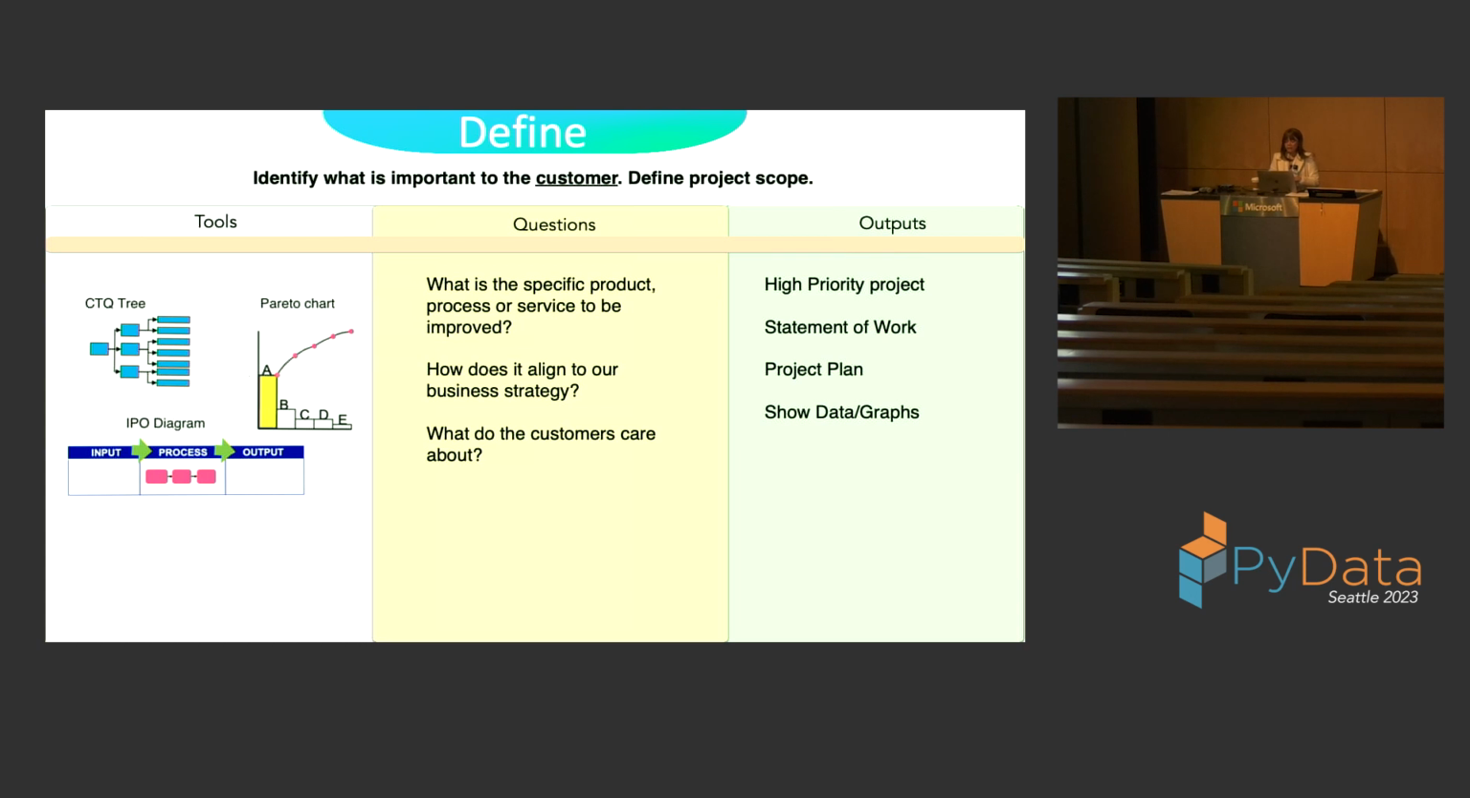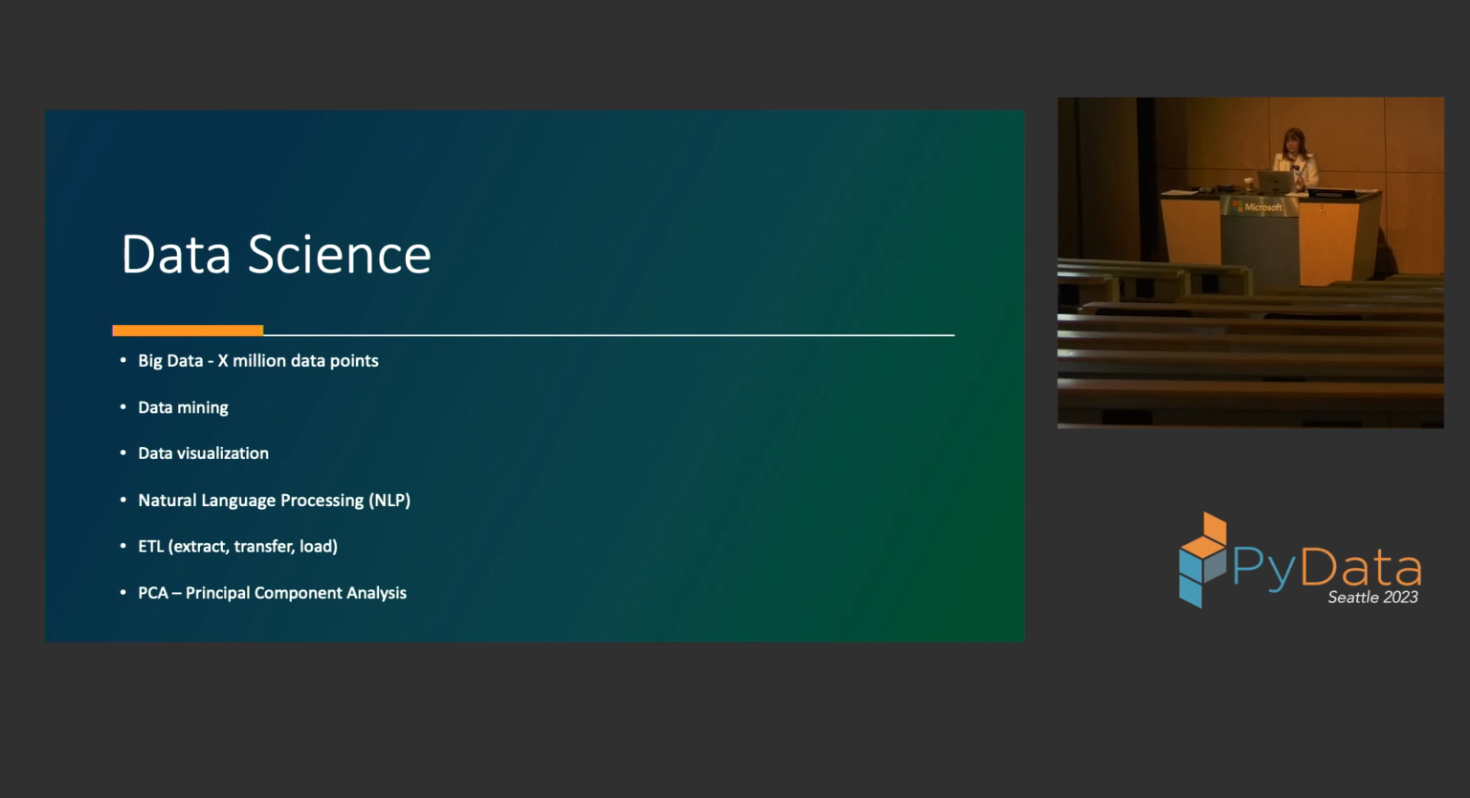For this, the output is a statement of work where we define the goal of the Six Sigma project, and we create a draft of the project plan, with some graphs and metrics.